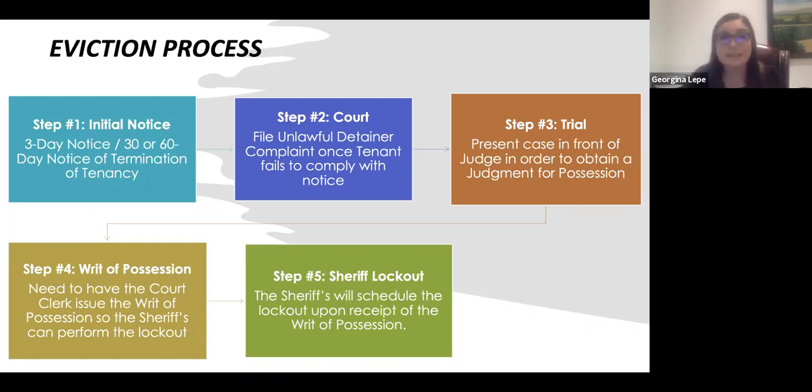With that being said, even if your client is an investor and he's relying on that rent income to pay the mortgage, they need to be informed that the evictions can't be moved along at this moment.